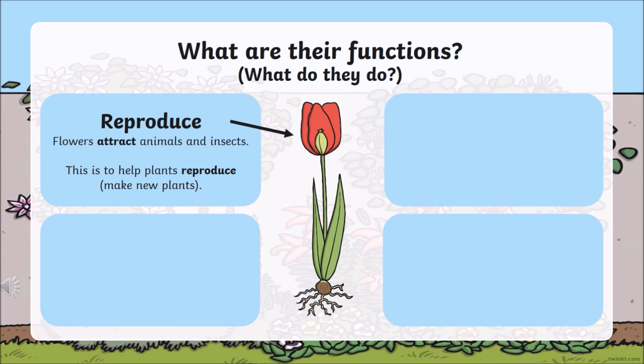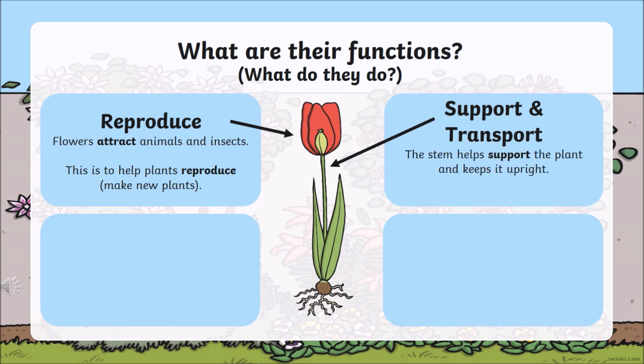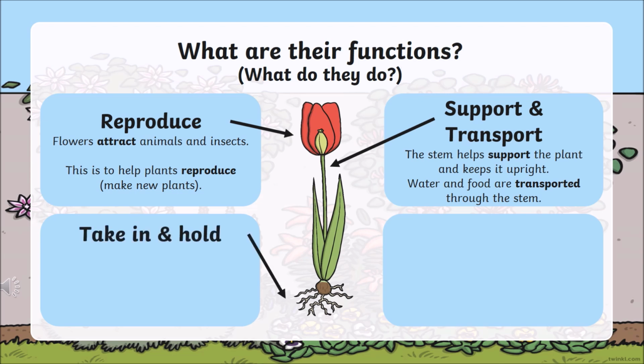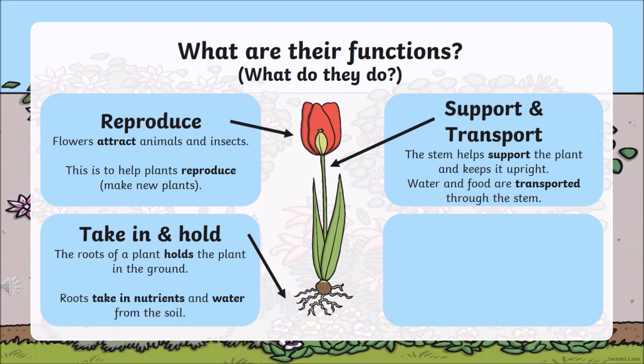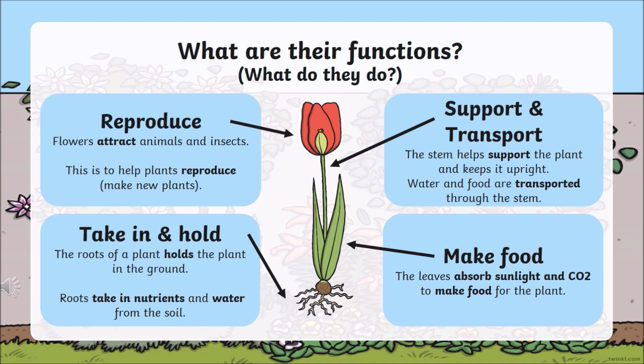Next, we have the stem. What does it do? For support and transport. The stem helps support the plant and keeps it upright. Water and food are transported through the stem. What about the roots? They're there to take in and hold. The roots of a plant hold the plant in the ground. Roots take in nutrients and water from the soil. And the leaves? To make food. The leaves absorb sunlight and CO2 to make food for the plant.